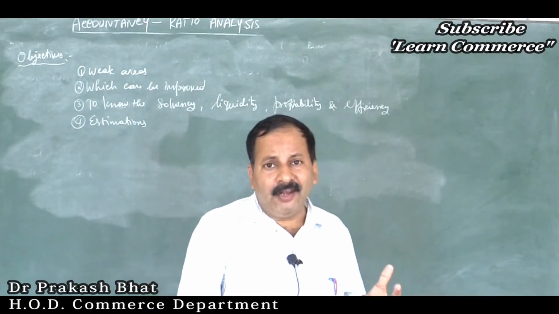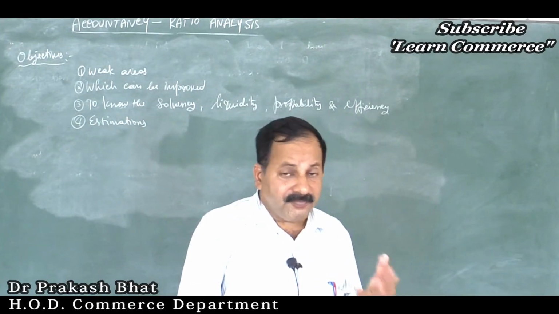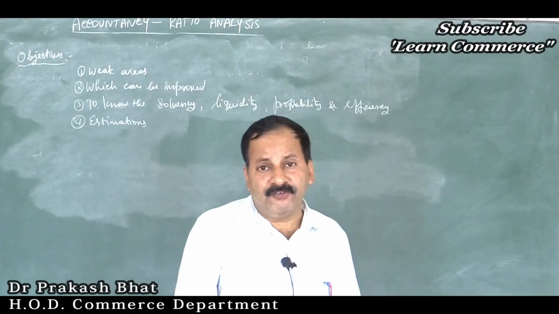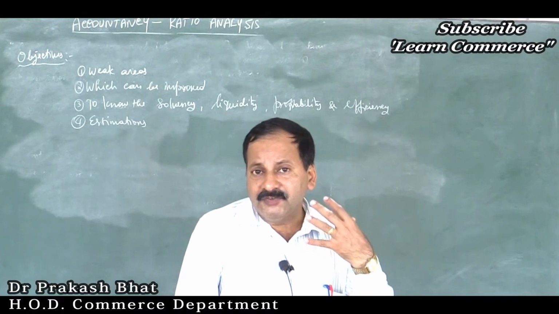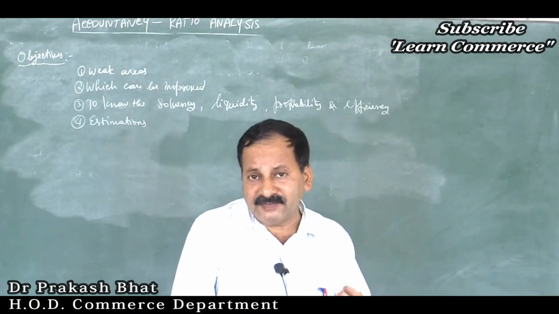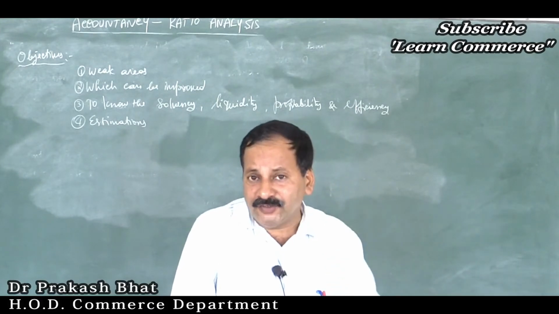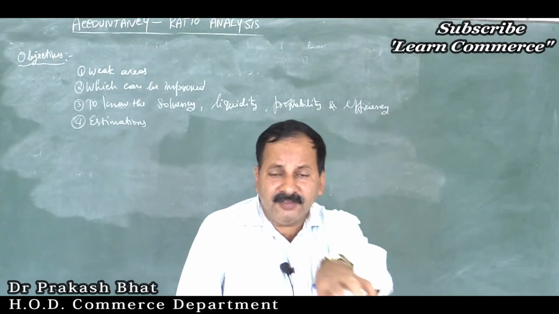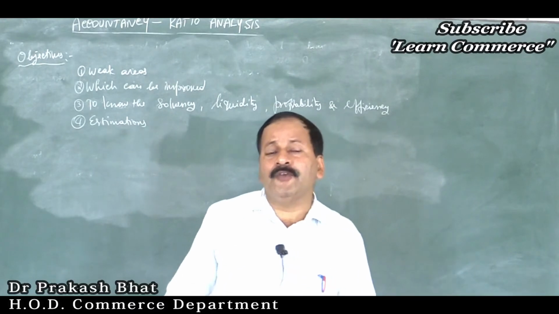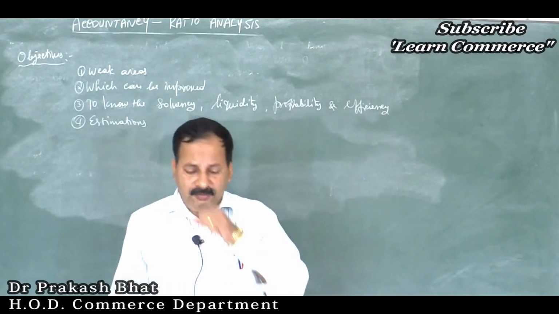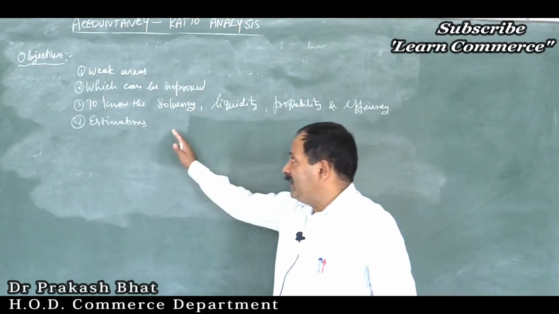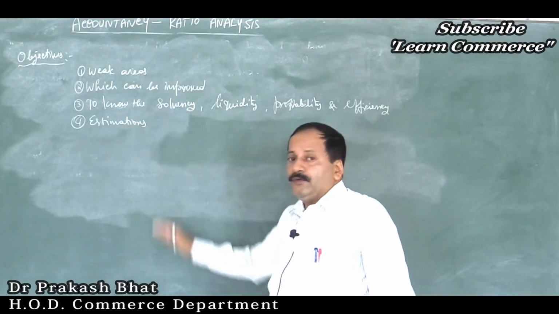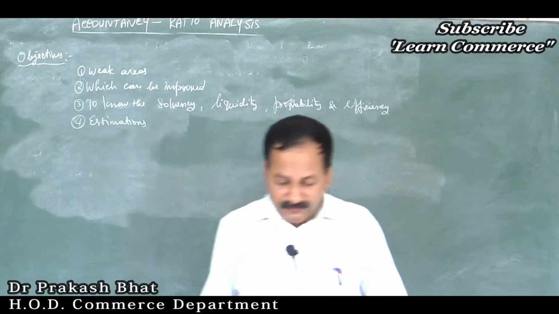By taking all the risk factors into consideration, whether we can progress further, whether we can adopt some strategies to improve the business, whether we have to open new outlets, new branches, whether we have to introduce new sophisticated technology or machines, that we have to estimate. So these are the 4 objectives of accounting ratios.